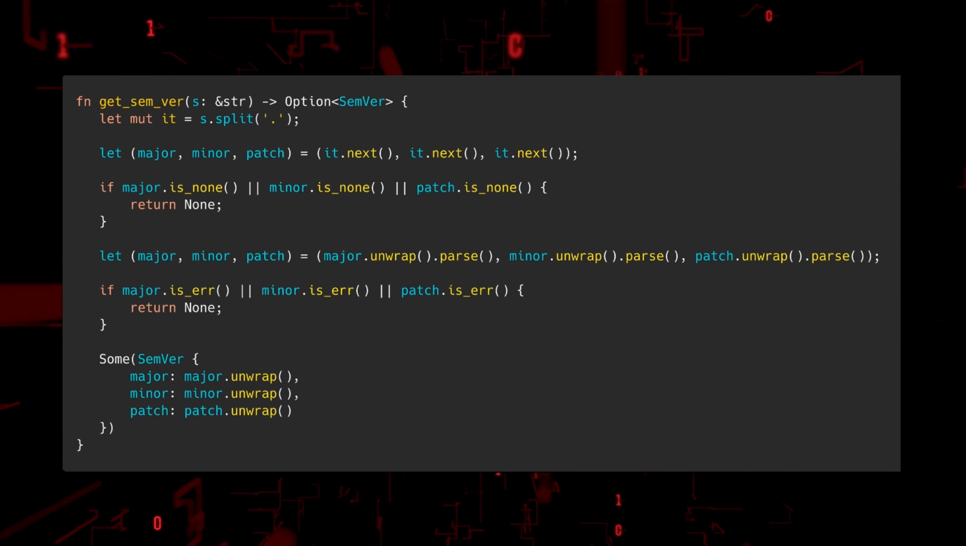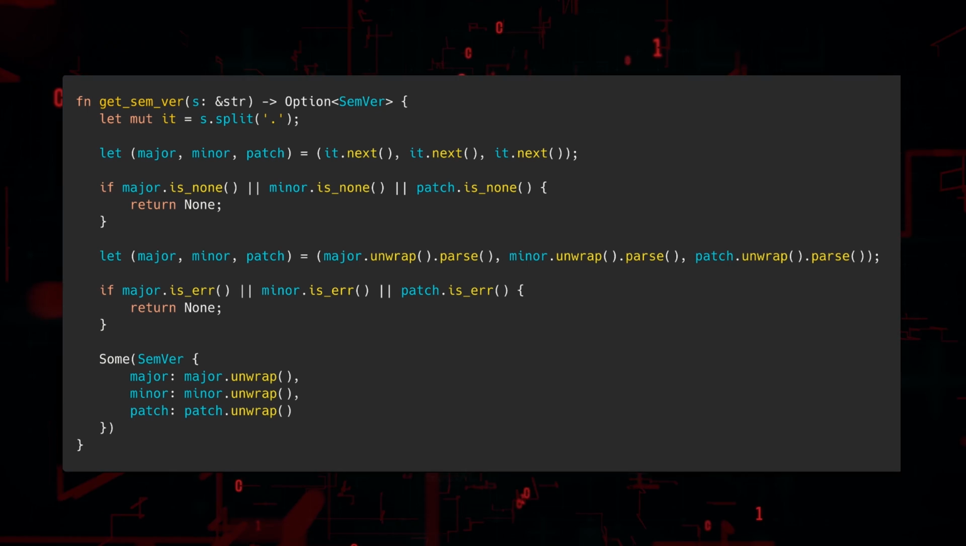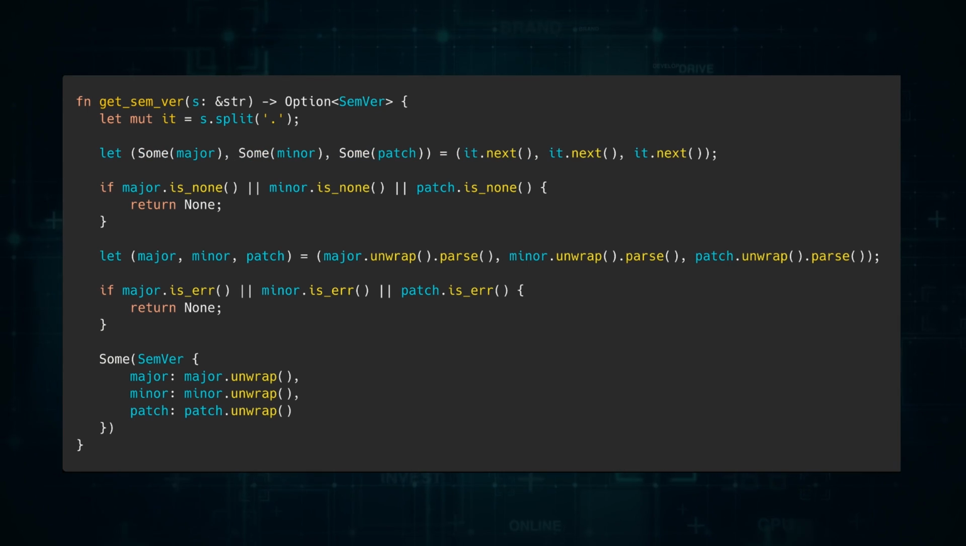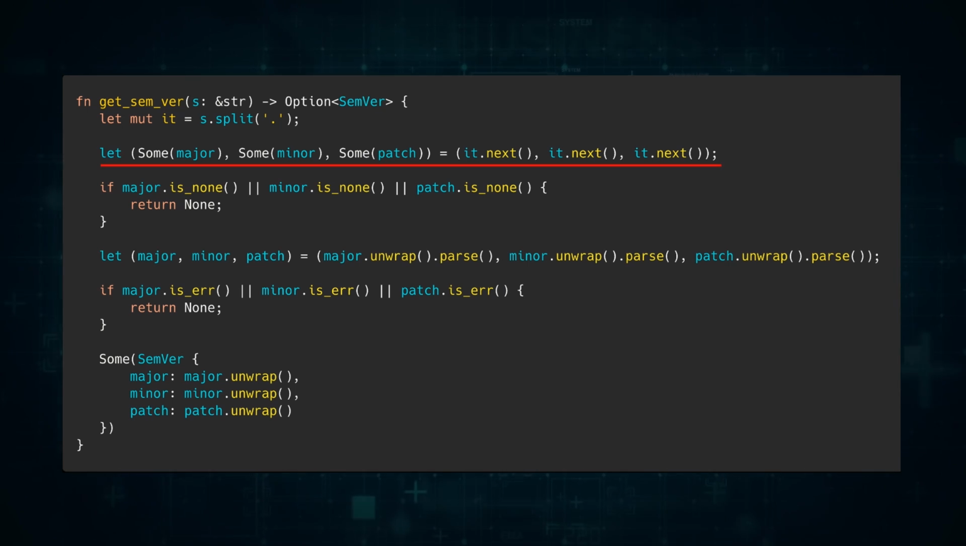Let's combine the let statements with the if checks below them. In the first let statement, instead of matching against whatever the next method returns, let's only match on Some variants. This gives us an error because we are now using a refutable pattern. The next method might return a None variant, in which case our pattern won't match. Rust doesn't know what to do in this situation.